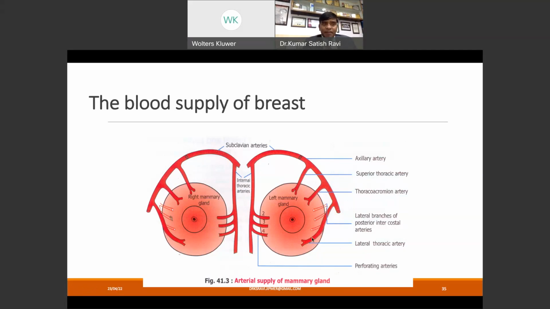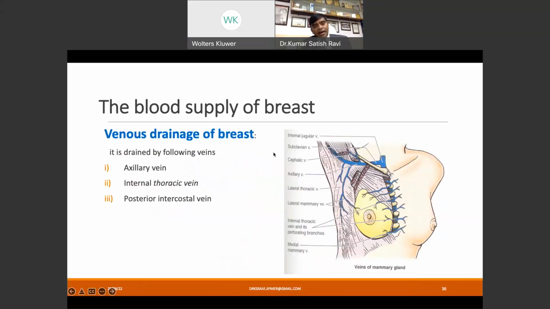Apart from that, there will be the lateral branches of the posterior intercostal arteries that will also supply the breast. So I repeat, the breast will be supplied by the internal thoracic artery. This internal thoracic artery will give some perforating branches, which you can appreciate, right? So it gets its blood supply from the internal thoracic artery. We have the superior thoracic artery, the lateral thoracic artery, and then the pectoral branch from the thoracoacromial artery. So these are the various branches of the axillary and the subclavian artery that will be supplying the breast.